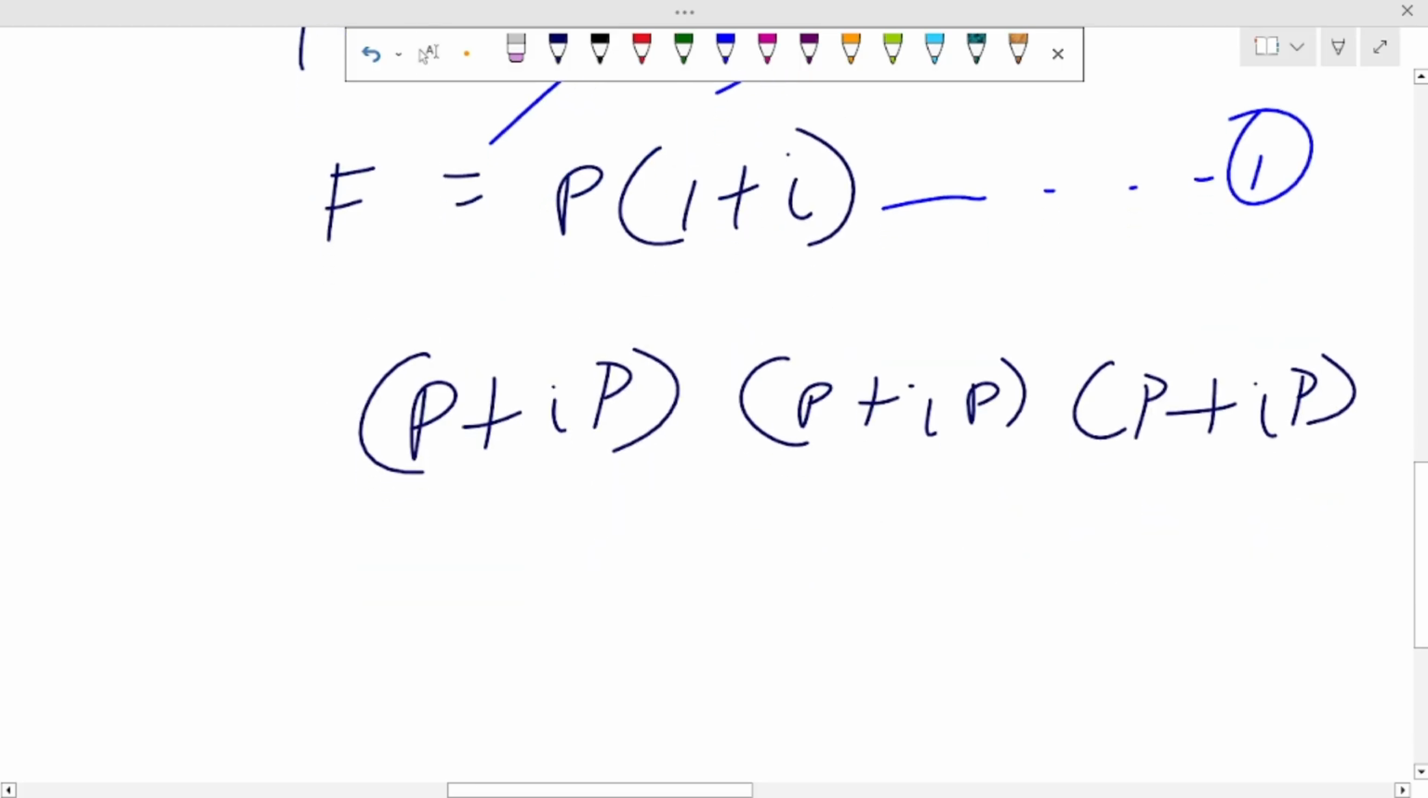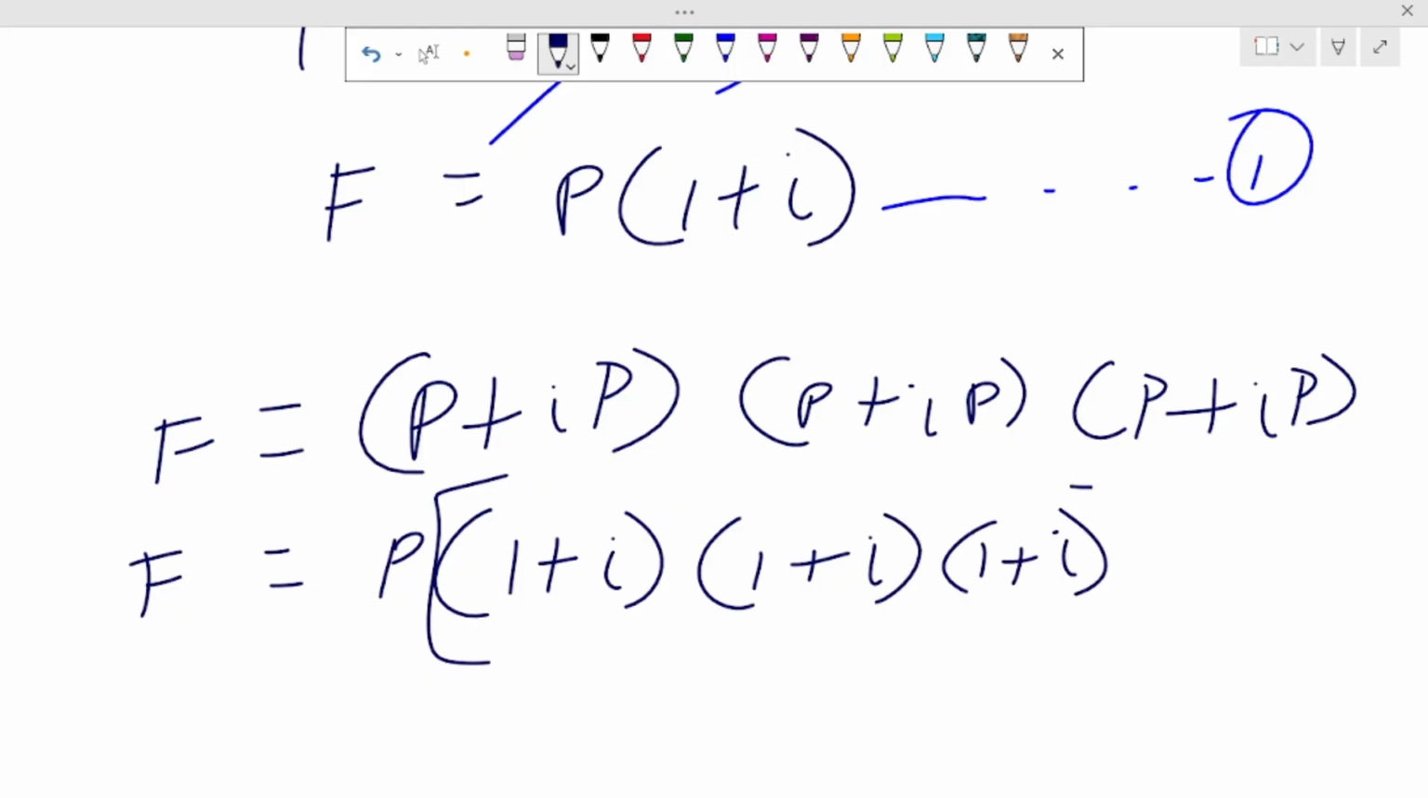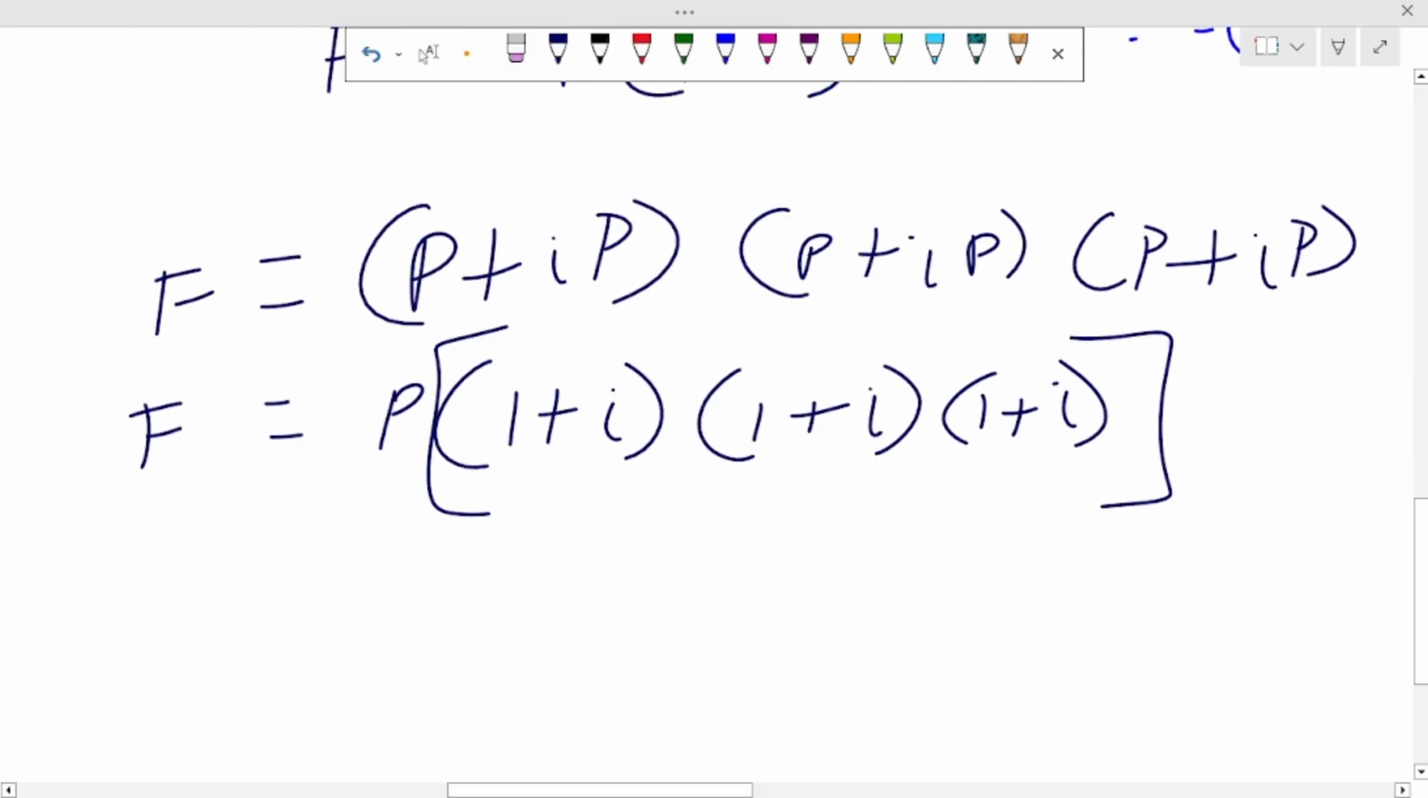Now let's again factor out what? P. Factor out P. So that'll be what? P. And then what? You have 1 plus I. And then what again? 1 plus I. Then again 1 plus I. Now we can go on, 1 year, 2 years, 3 years. We can go on for multiple numbers of years, but let me just stop with 3 years for now.